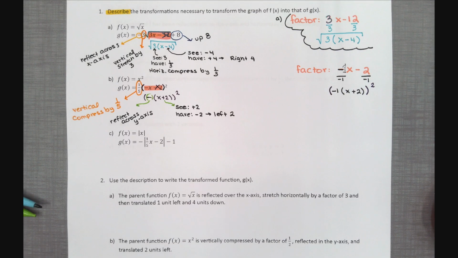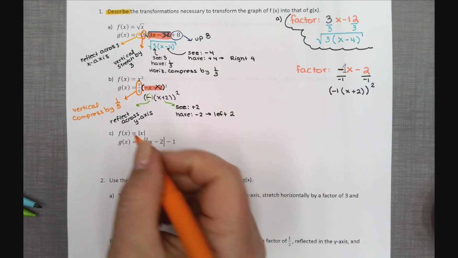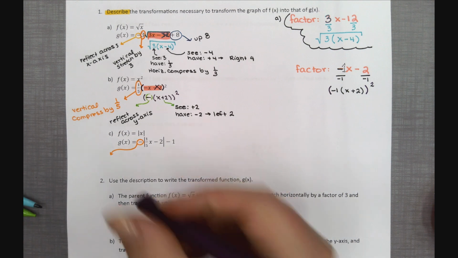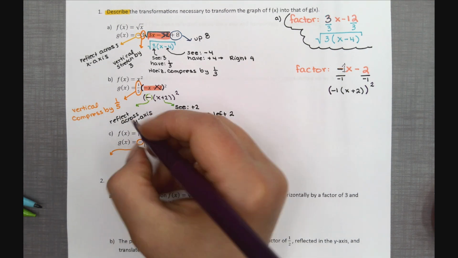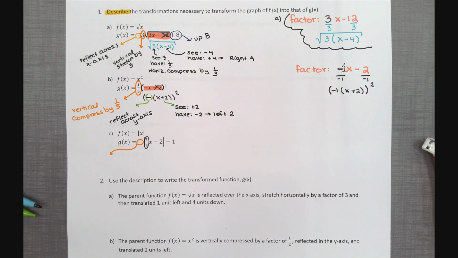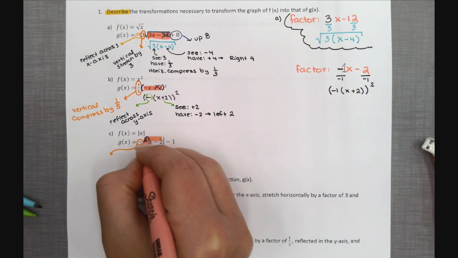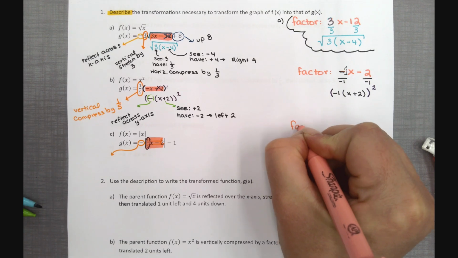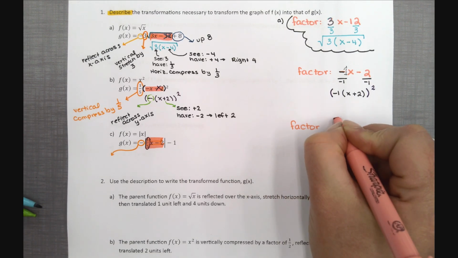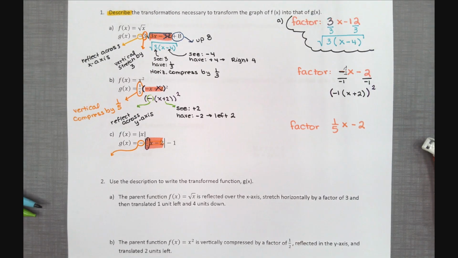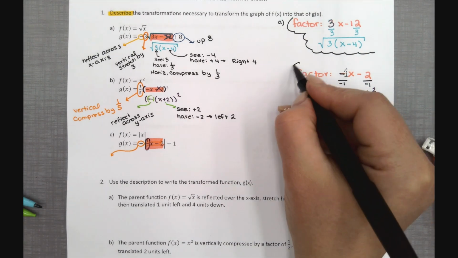Moving on to the next one. This one, I do see a negative on the outside. I do see a 1/5 on the inside, which again, anything that has anything to do with the inside, I'm going to highlight that, and I'm going to factor 1/5 x minus 2. Now if you are using a calculator, that's fine.